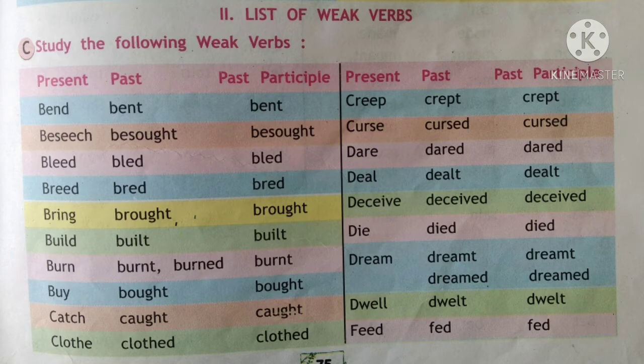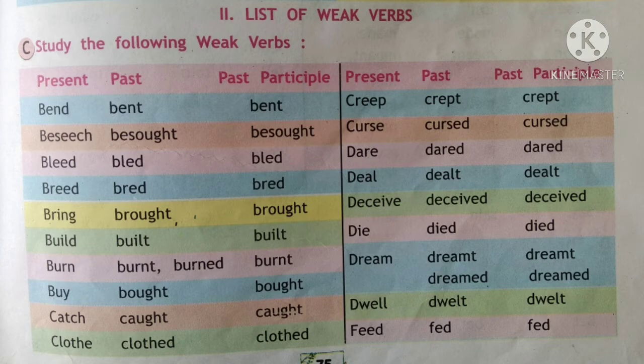So most of the weak verbs, when we form the verb into the past tense, that same spelling is used also in the verb 3. Now for example, bring. Bring changes into brought, B-R-O-U-G-H-T. And the same is for the past participle. Build, B-U-I-L-D, the D changes into T. And the same spelling is for the past participle, that is verb 3.